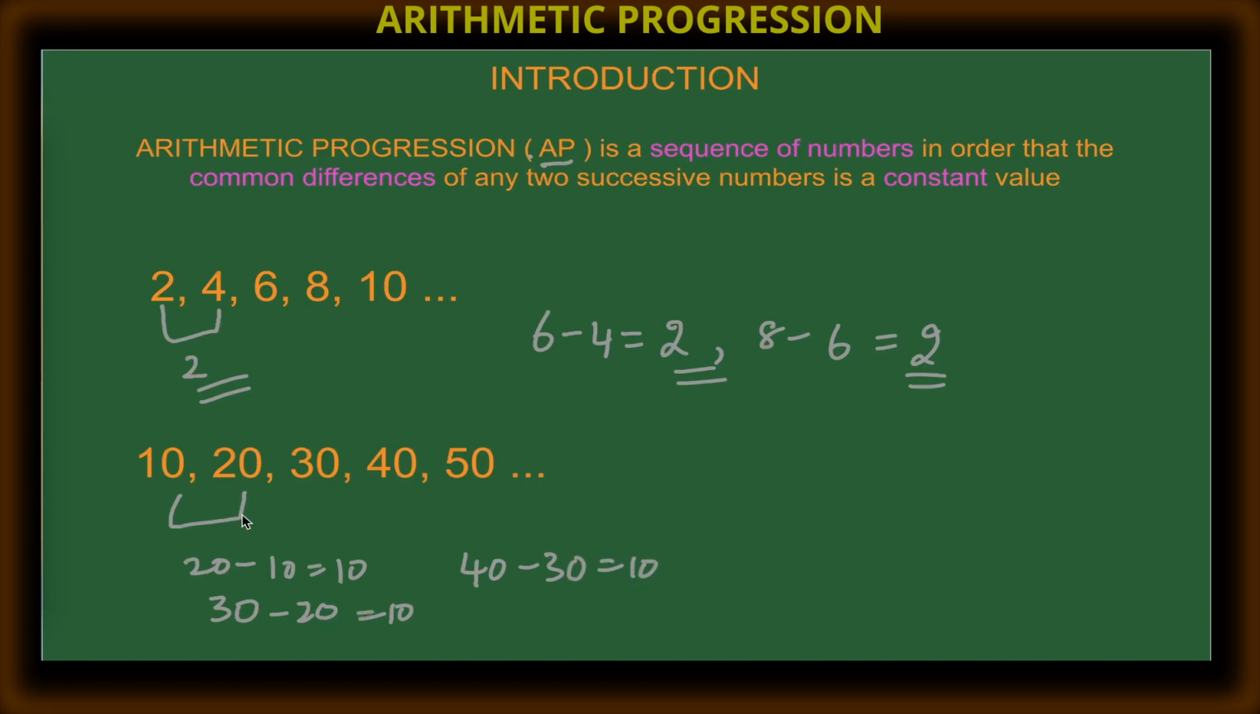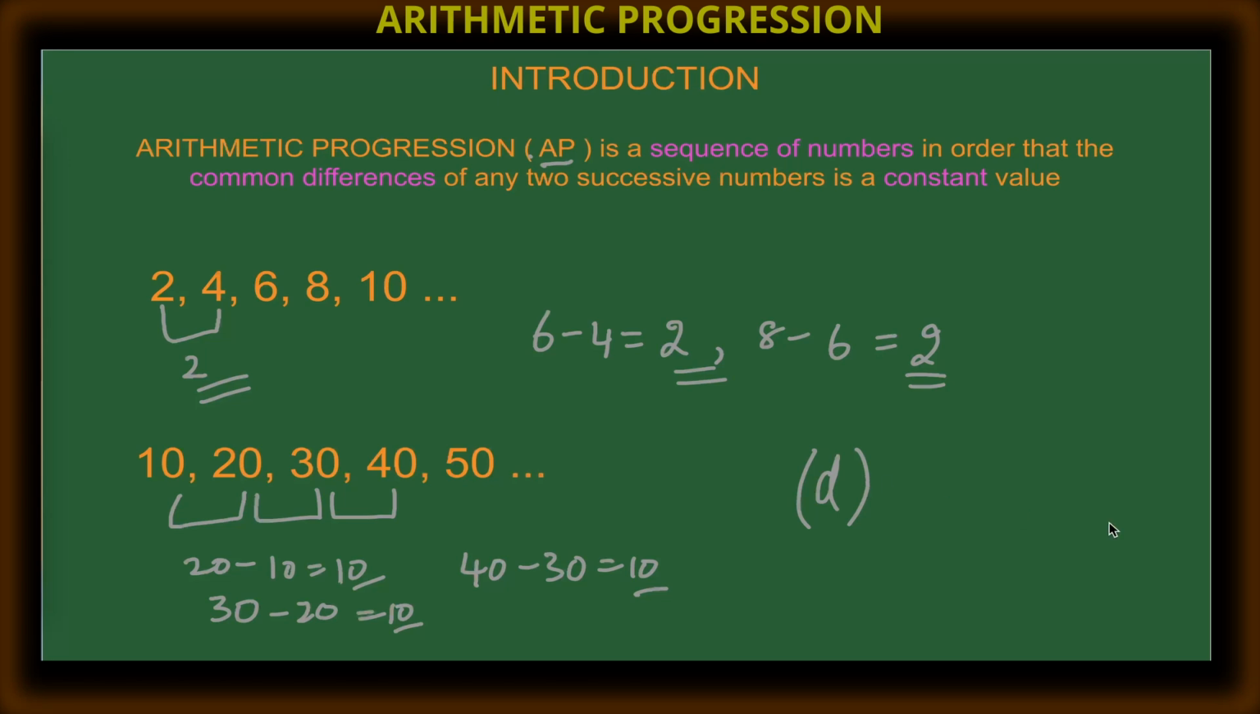So what did we do? We took 20 minus 10, then 30 minus 20, then 40 minus 30. That's how we went through the sequence. So here, if you can see, the common difference between two successive numbers is constant, that is, the same. And we denote the constant as D. Hope this is clear, students.